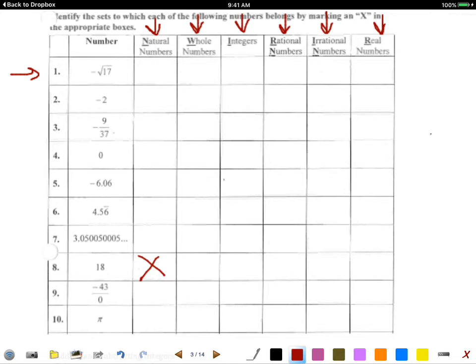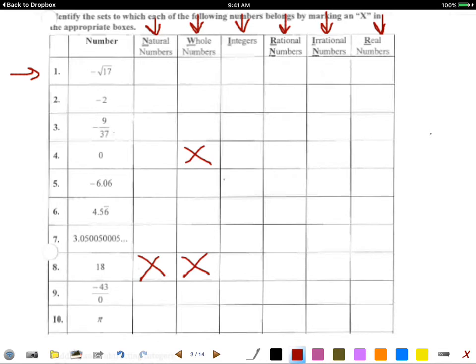Okay, whole numbers. Number 1, is that a whole number? No. What about number 2? No. 3? No. 4? Yes. So we're going to come over here and put a little X here. That's a whole number. 5? No. 6? No. 7? No. 8? Yes, this is a whole number. 9 and 10? No.